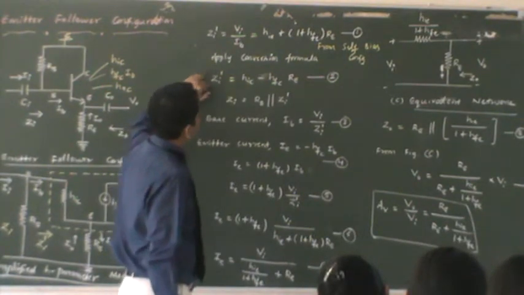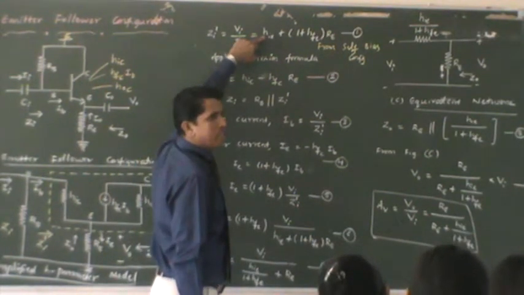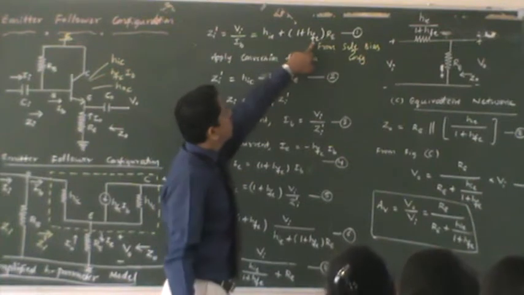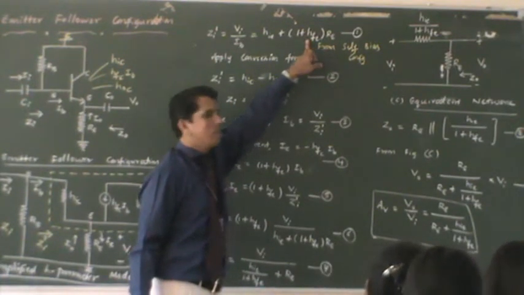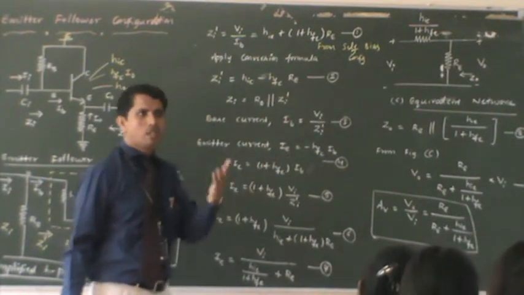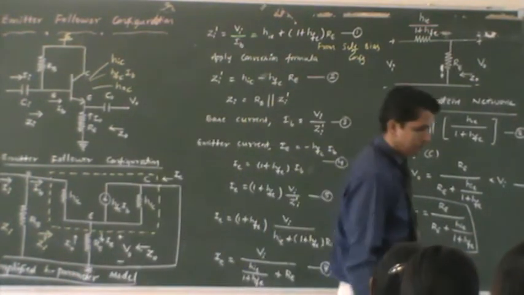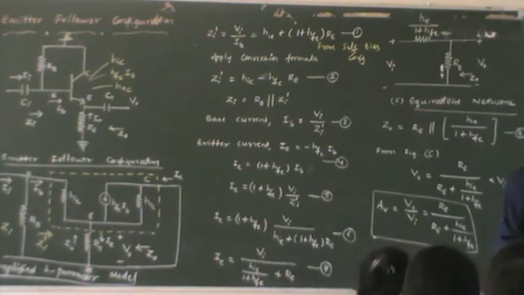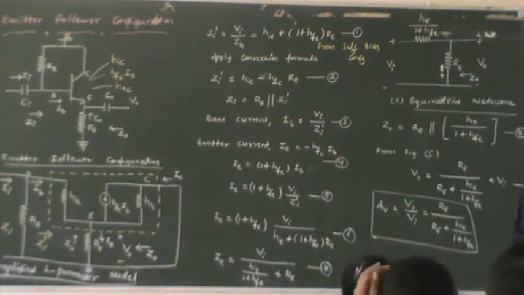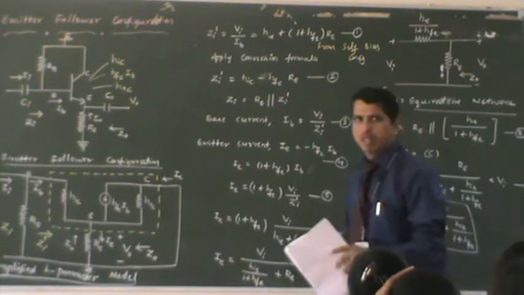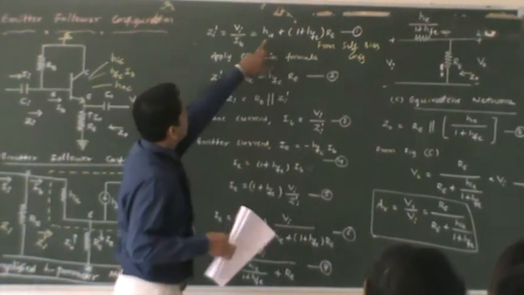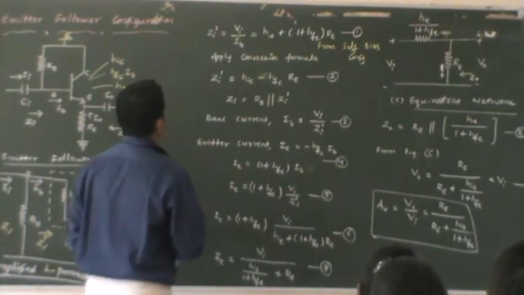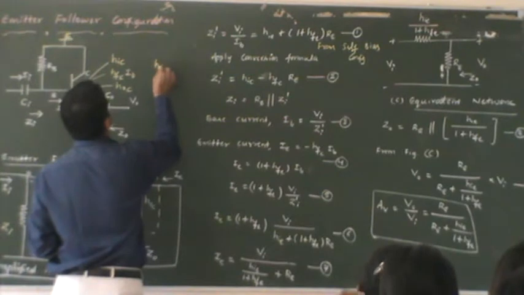Even for the same Zi dash, you can see the equation here is in terms of HIE and HFE, which means this equation belongs to common emitter. Now, can we convert common emitter to common collector? Look at the conversion formulas which you have been given. You must memorize those conversion formulas. Are you able to see the recap of the conversion formulas? I will show the conversion formulas for your reference. HIE is equal to what? HIE is equal to HIC.